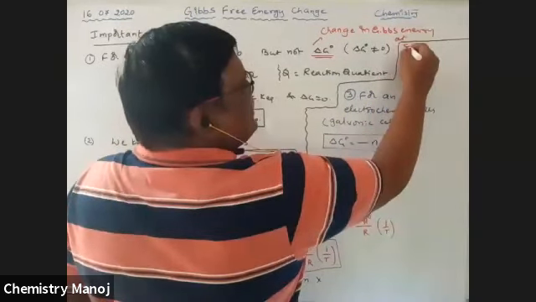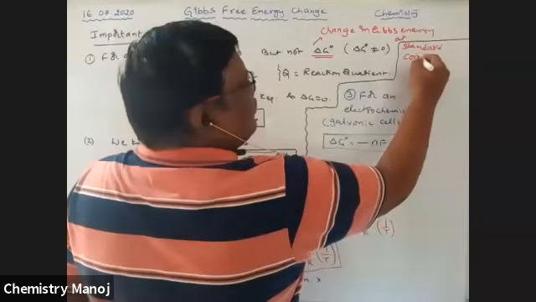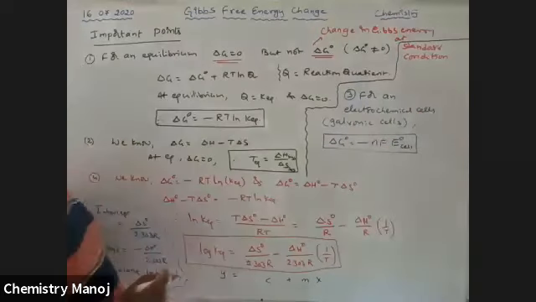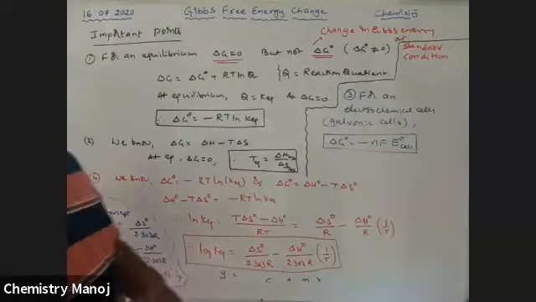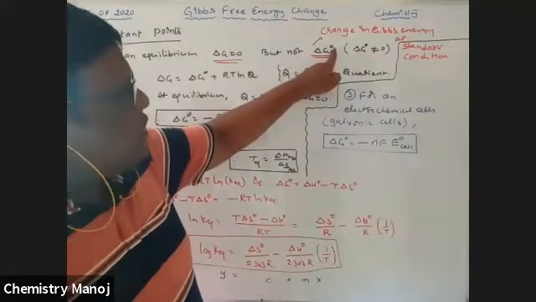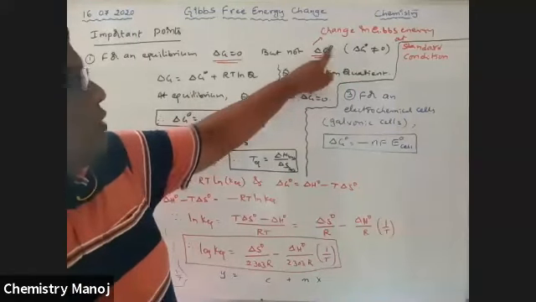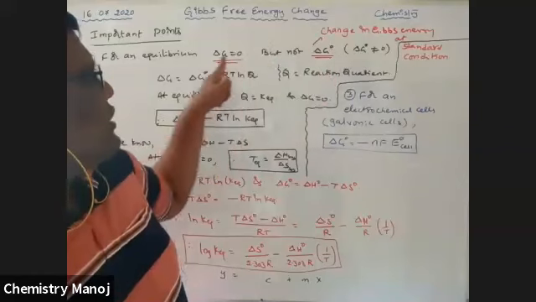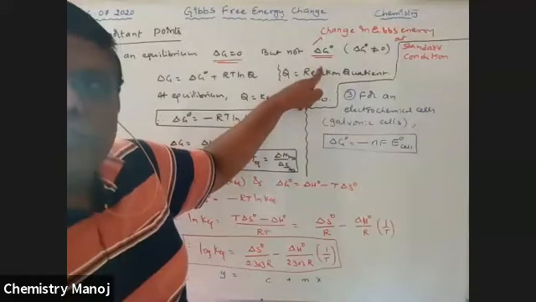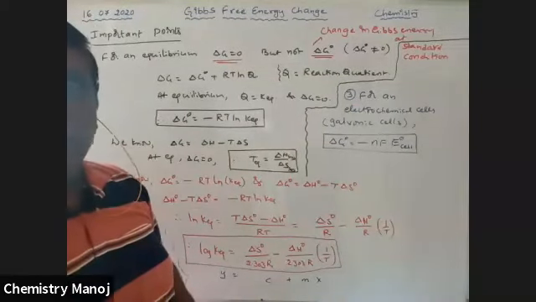at standard conditions. Sir, what are the standard conditions? The naught indicates a standard condition. So delta G naught is a change in Gibbs energy, a standard change in Gibbs energy.